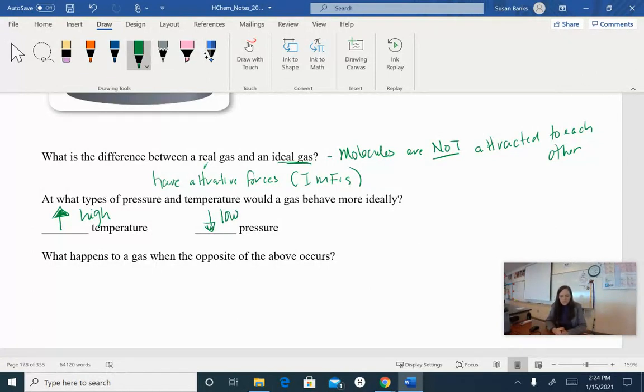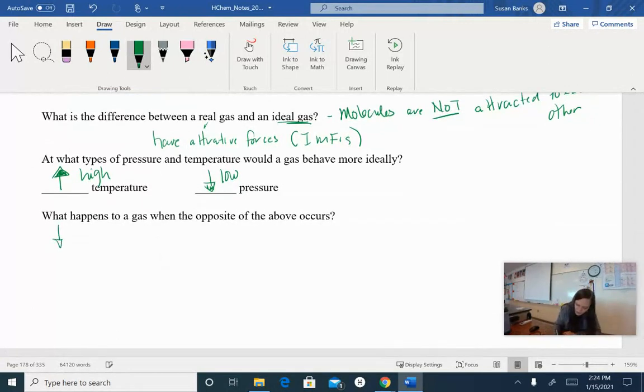Okay? So, what happens to a gas when the opposite occurs? When I have low temperature and I have high pressure. Low temperature means that those molecules are going to be moving really slowly, and high pressure means that those molecules are going to be smushed together, really close to each other. If I have molecules that are moving slowly and they're close together, those molecules are going to glom onto each other, and I will actually liquefy the gas. The gas will liquefy.